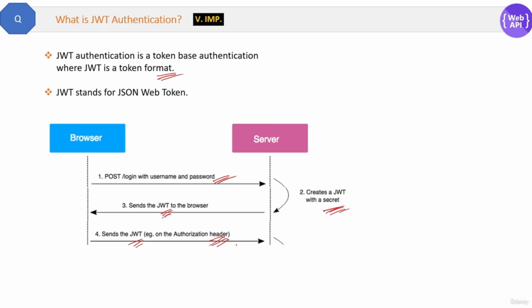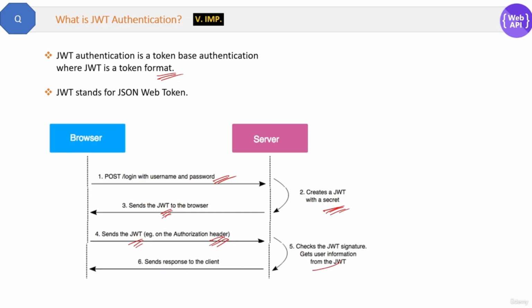Then the web API will again validate and check the JWT signature that it will get from the JWT token. So the token will be verified at the server, and if it looks good, then the server will send back the requested data, or the resources, in the response. So that is the basic process of JWT authentication.